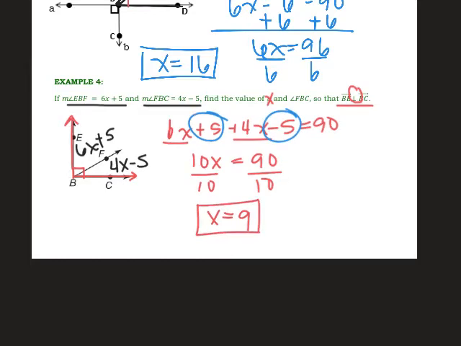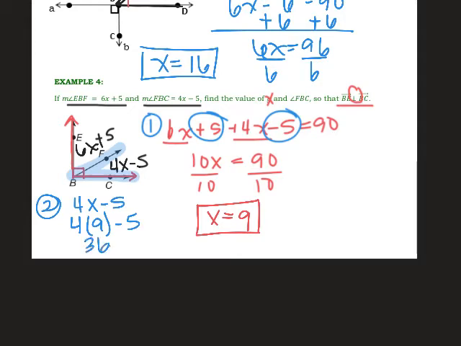Okay, and then the last piece, I'm asking you specifically to find FBC. So that means we have to use that formula, the one right there in between letters F, B, and C. So step 1, step 2. 4x minus 5, our x we said was 9. So what's 4 times 9? 36 minus 5? 31. And that's the measurement of angle FBC.